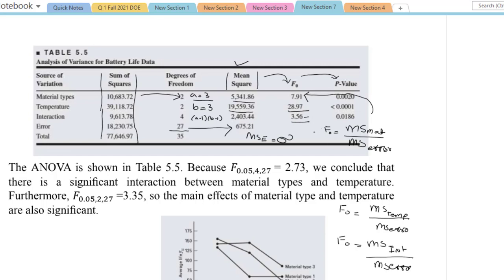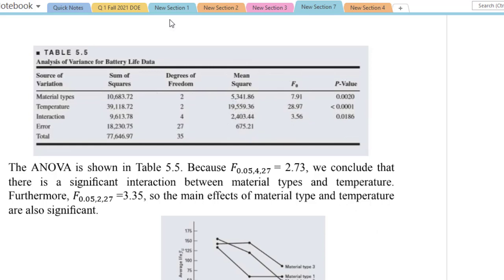So now there are two ways that you can test the hypothesis you have taken in the start. I am going to the F distribution tables that have been provided in your book in the appendix, and we will compare the F naught value with the F distribution value. A few different F distribution values will be taken. Let me write here for your understanding that for the material type and the temperature, we will compare F naught with F of alpha, a minus 1 and N, the error term.